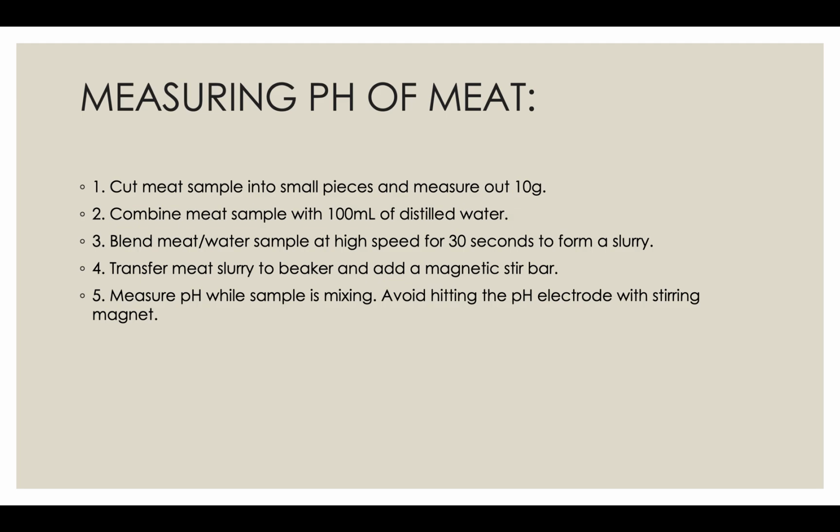So, for measuring pH of the meat sample, first cut the meat samples into small pieces and measure about 10 grams. Combine the meat sample with 100 ml of distilled water and then blend it at a high speed for about 30 seconds to form a uniform slurry. Transfer the meat slurry to a beaker and add a magnetic stirrer bar. Then measure pH of the sample while the sample is mixing.